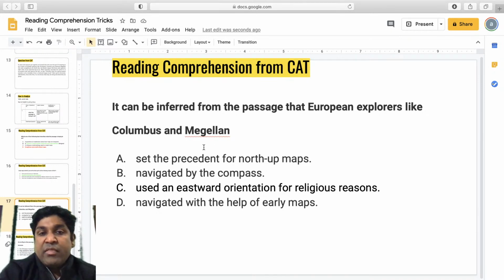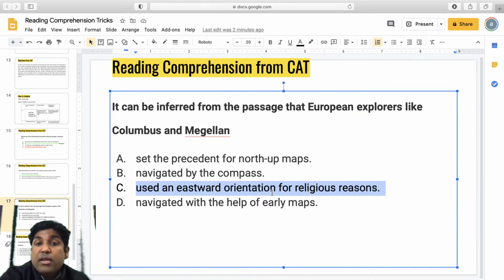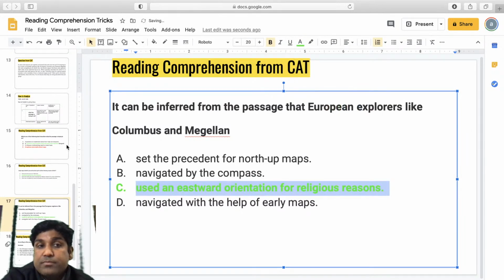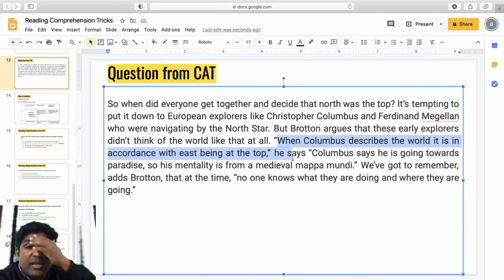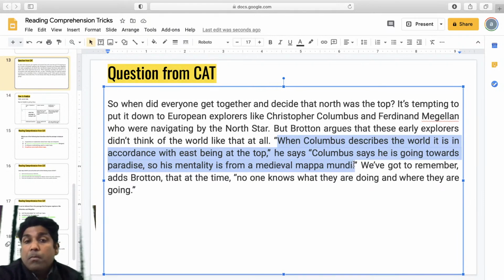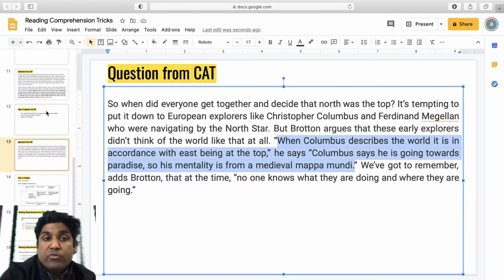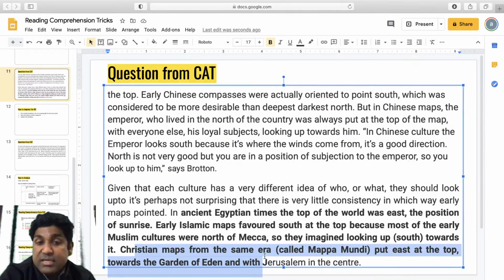It can be inferred from the passage that European explorers like Columbus and Magellan used an eastward orientation for religious reasons. Yeah, this is the right answer. Why? Because they have mentioned it here. Columbus describes the world in accordance with east being at the top. Columbus says that he is going towards paradise, so his mentality is from the medieval mappamundi. They've also mentioned here that early Christian maps from the same era, called mappamundi, put east at the top towards the Garden of Eden with Jerusalem at the center.